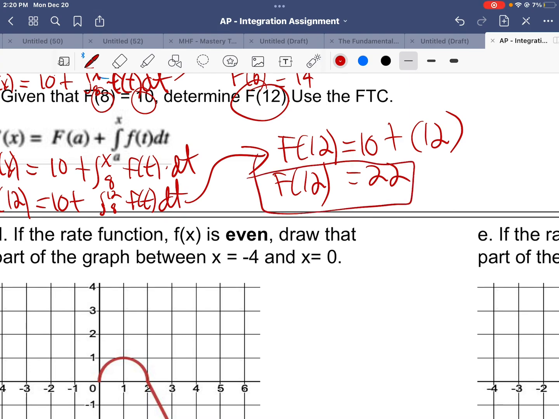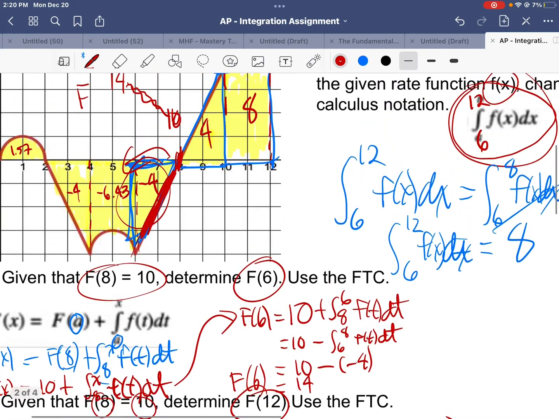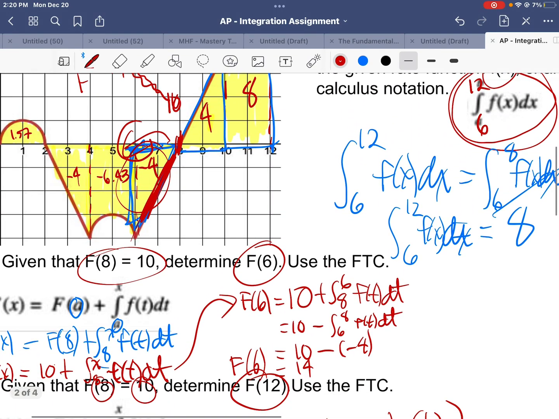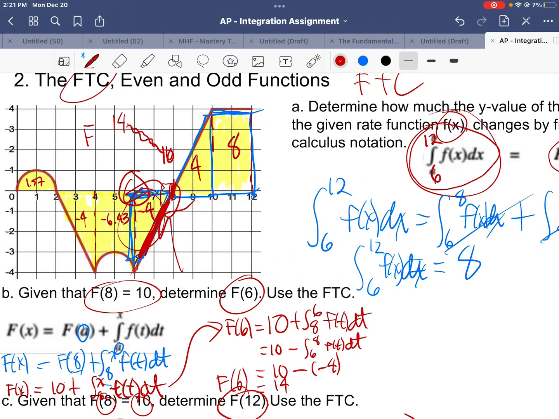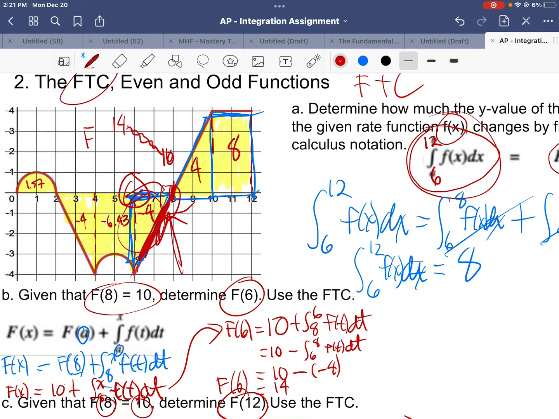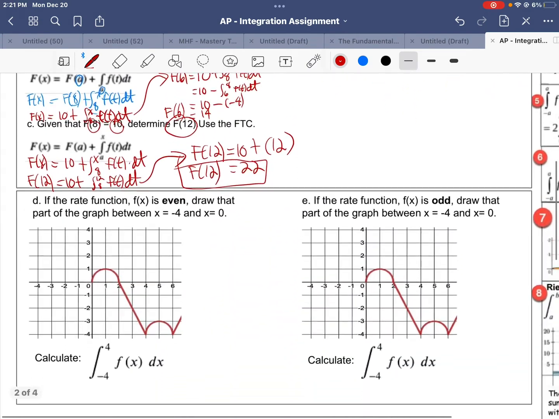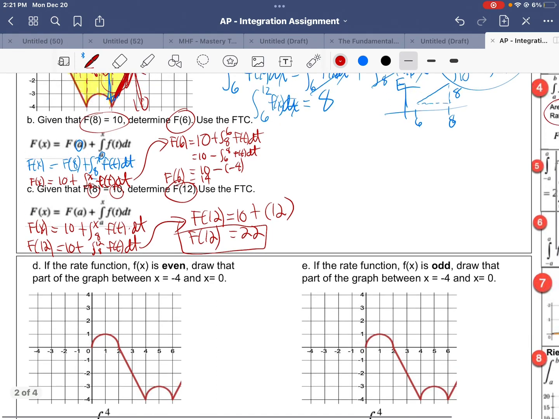Which again makes sense, because I'm starting here at x equals 8 with a y value of 10. And then the rate is positive. So in other words, snow is falling. Well, if I start with 10 centimeters of snow and the snow falls 4 centimeters and then 8 more centimeters, clearly it's going to be deeper snow. So that does make sense. Okay, that's how you work the fundamental theorem of calculus.